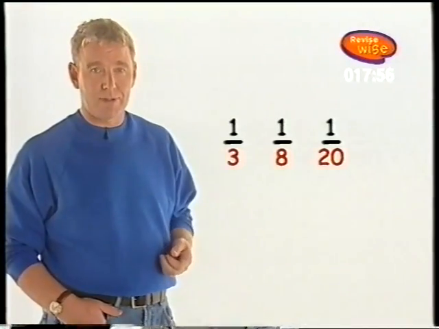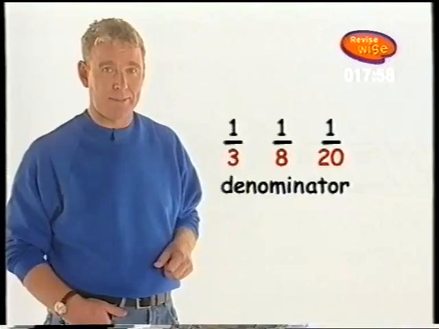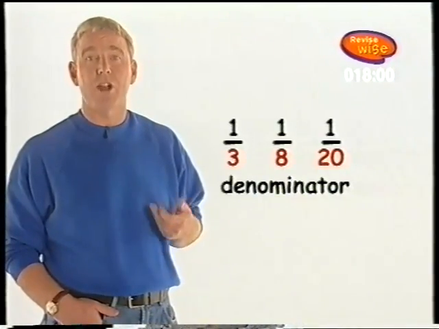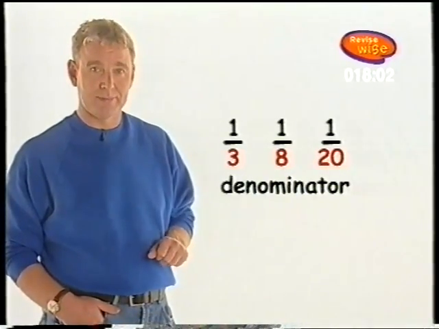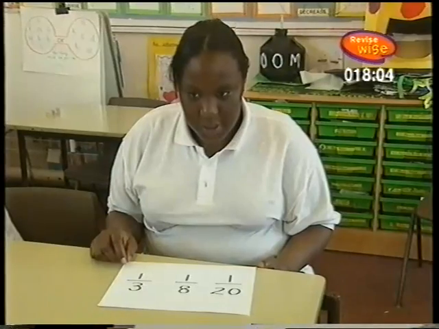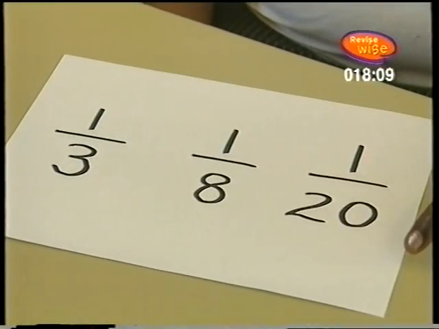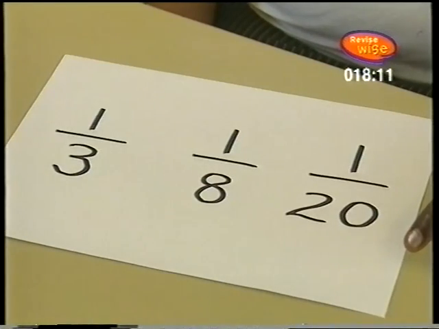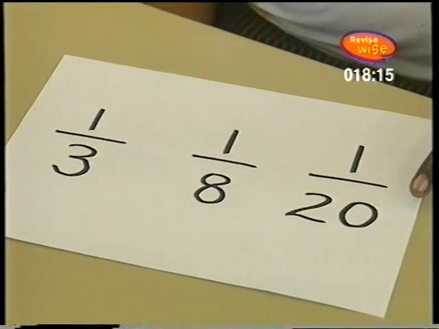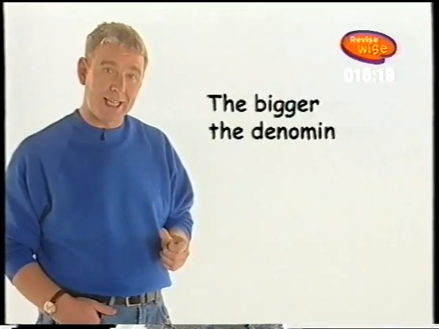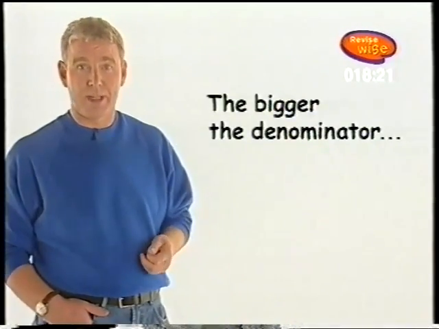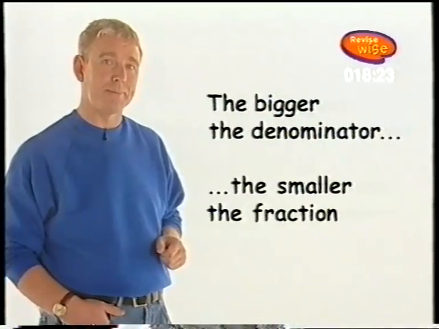The bottom number of a fraction is called the denominator. It tells you how many equal parts the whole has been split into. To put these fractions in order, you have to look at the denominator. The bigger the denominator, the smaller the fraction would be. So 1/20 is the smallest fraction. Now that's a really useful thing to remember. The bigger the denominator, that's the number on the bottom, the smaller the fraction.